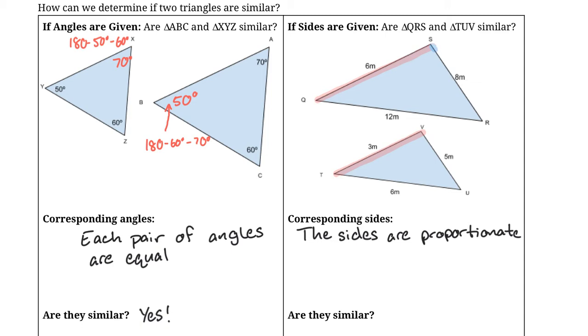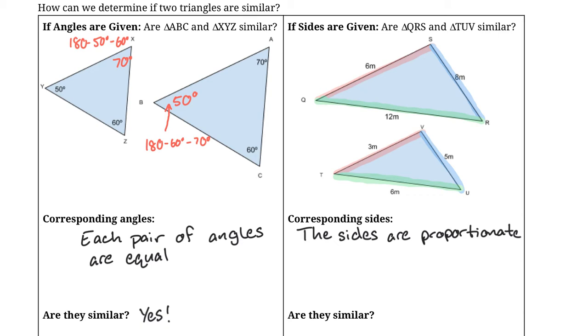And then this here is, we'll call it the medium side in the big triangle. This is the medium side in the smaller triangle. So those two sides are pairs. And then this is the longest side on both triangles, so these are a pair. So in similar triangles, each side will have a pair in the other triangle.